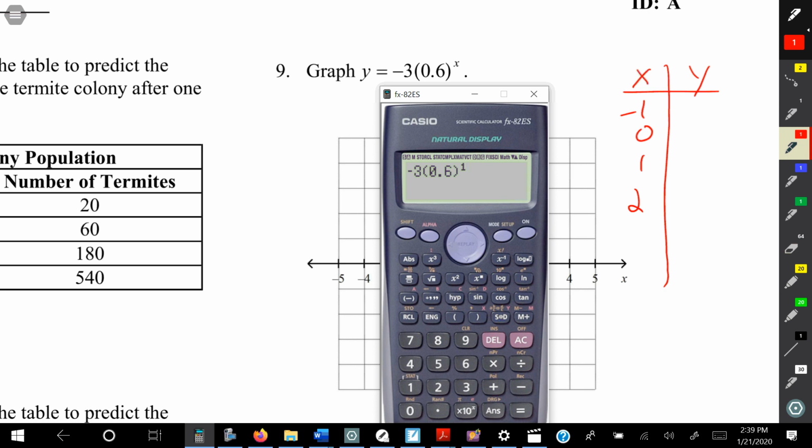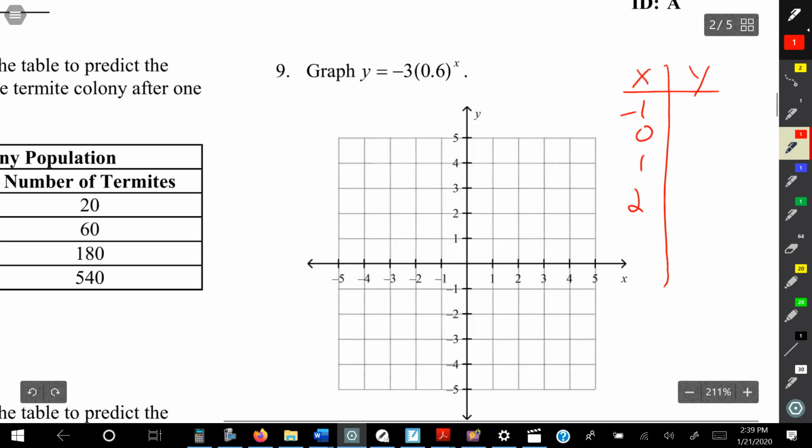And if I take this out, put in 2, I get this, which is 1.08. So I'm going to write those numbers in. -5, -3, -1.8, and -1.08.